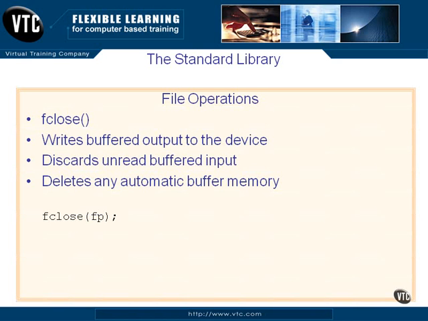fclose closes a file. If there was any buffered output waiting to go to the device, the flush will be done for you just before the fclose. And the difference is any unread buffered input will be thrown away. So if you have read some strings in and you haven't done anything with them and you close that input, that data has been lost because the buffer's thrown away.